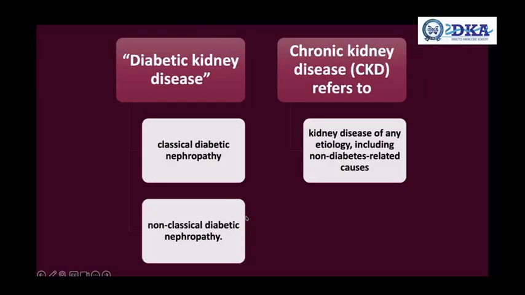So classically, diabetic kidney disease includes the classical diabetic nephropathy and the non-classical diabetic nephropathy. But chronic kidney disease refers to all the kidney disease of any etiology, including non-diabetic related causes.